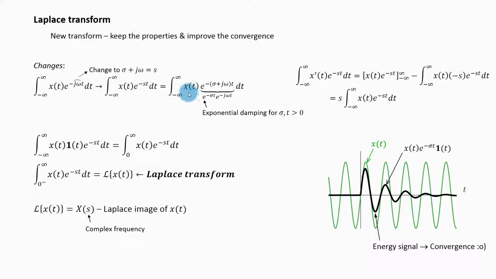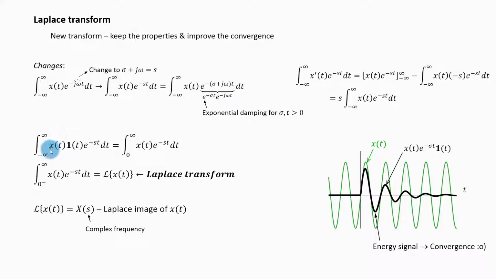Essentially, this signal x is now being exponentially damped by this exponential, and that can help with the convergence of this integral. But this holds only for a positive sigma and positive time. What about negative time? Well, here we have to compromise. We will say that our signals are not switched on from the time minus infinity, but we will assume that everything is switched on at time 0. Before time 0, all the signals or functions are 0.